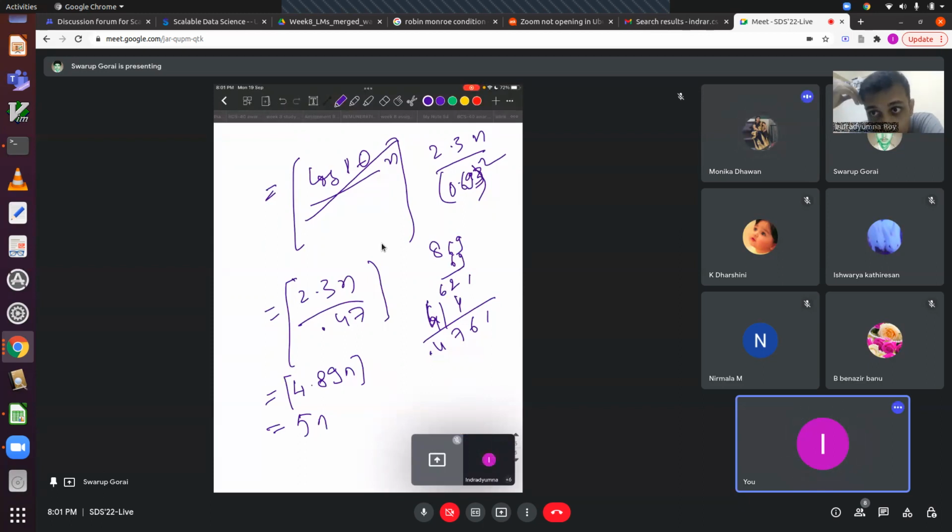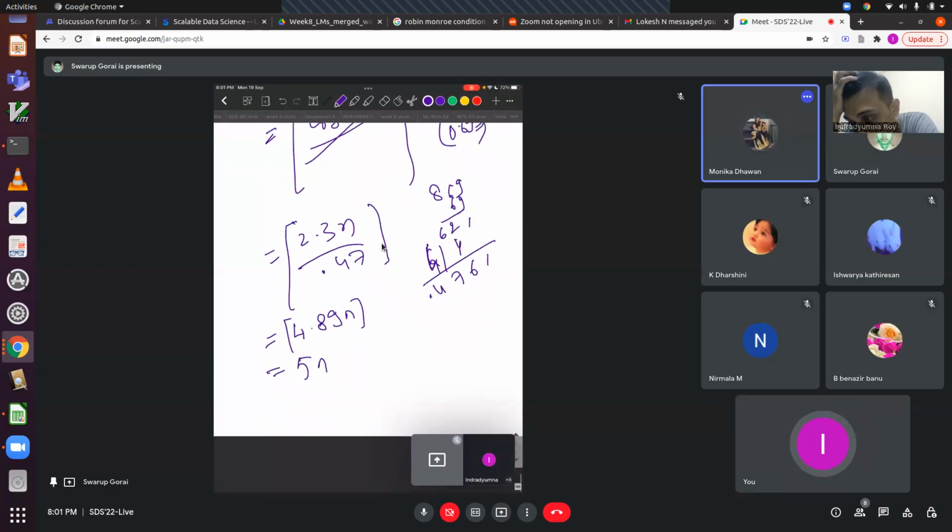Okay. So actually, if let's say multiple options had 5n, then you would have to also compute k, right? So m you have got now. m equals 5n, right?